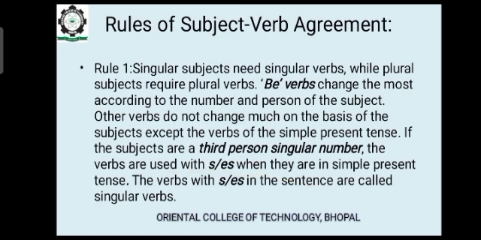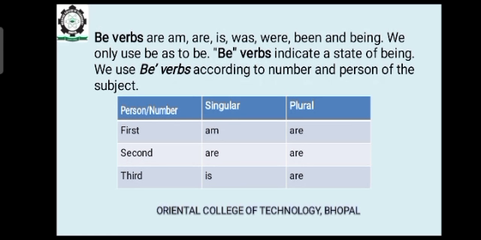If the subjects are a third person singular number, the verbs are used with s/es when they are in simple present tense. The verbs with s/es in the sentence are called singular verbs. Be verbs are am, are, is, was, were, been and being. We only use be as to be. Be verbs indicate a state of being. We use be verbs according to number and person of the subject.